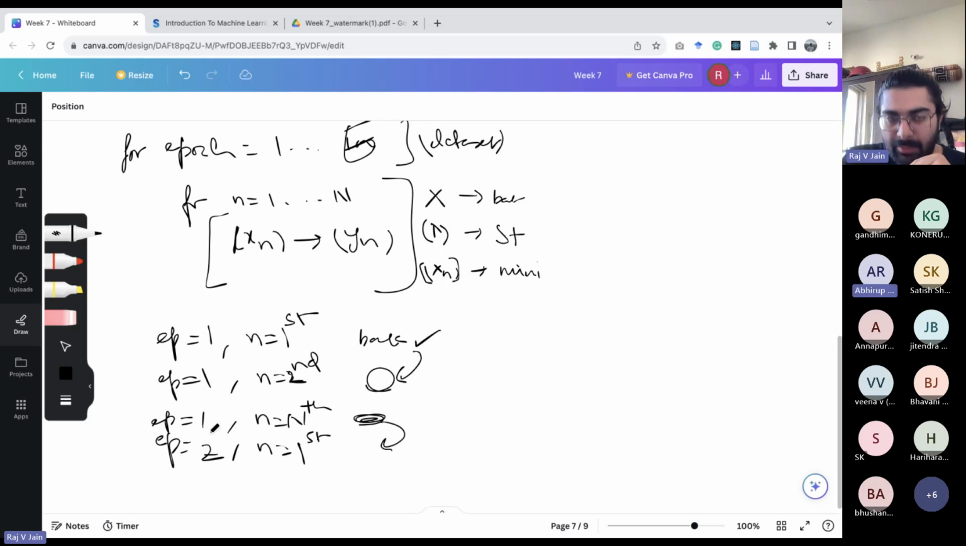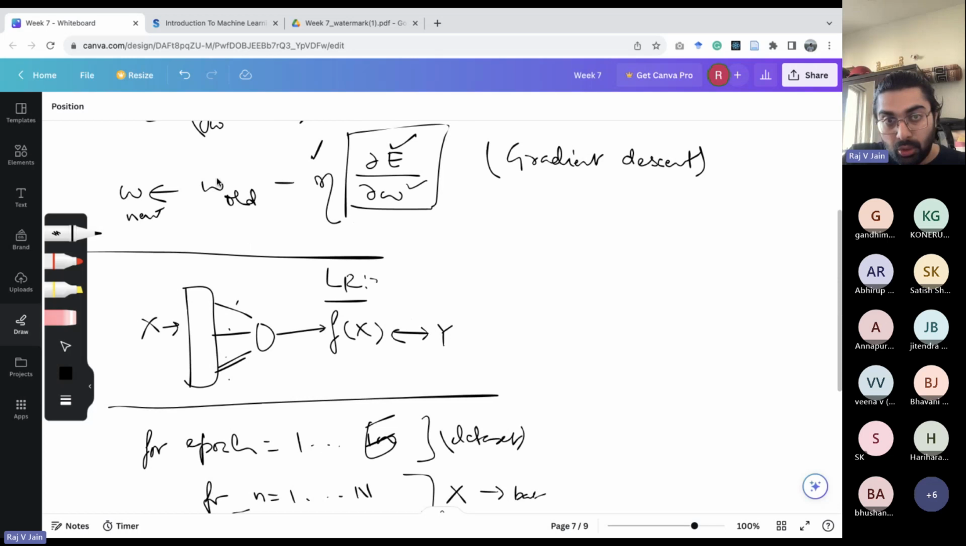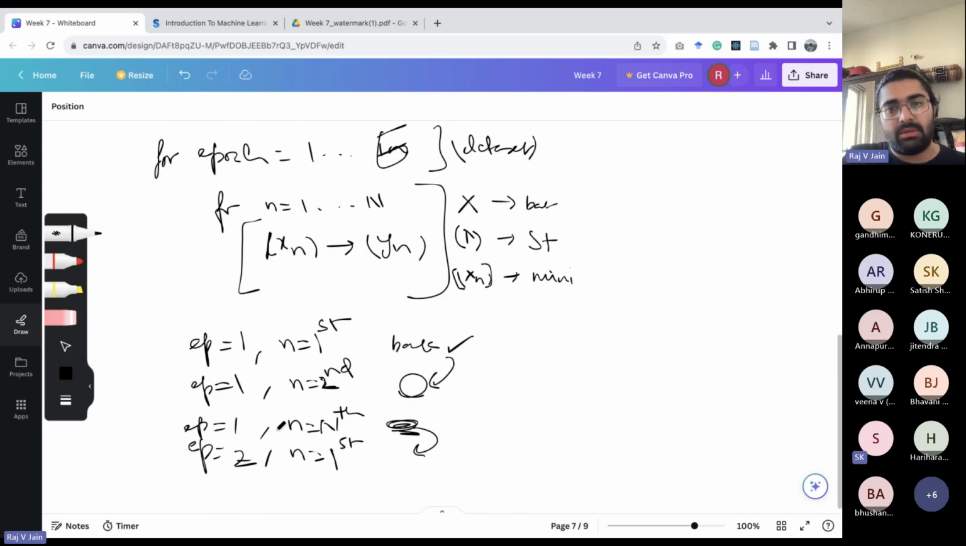So for epoch number 1, n is equal to the last sample that we had. You did the forward propagation, back propagation, weights are updated. Now, when you start the second epoch, and again for the first sample, you will use whatever was updated here as your starting point. So your W new becomes the W old in this iteration. You'll start from there.